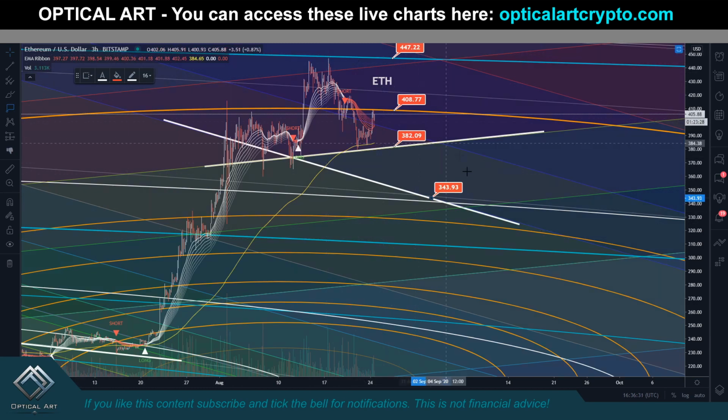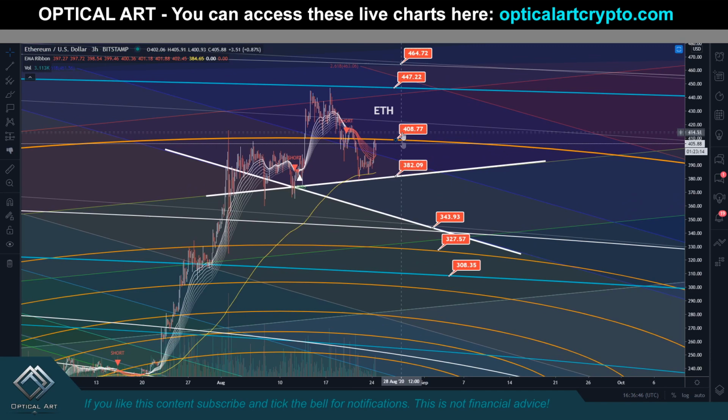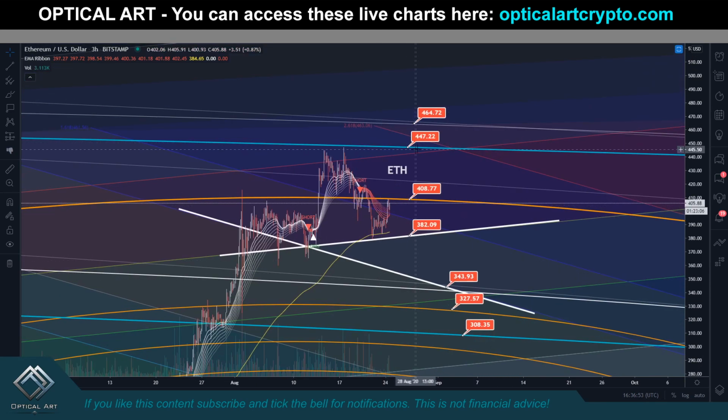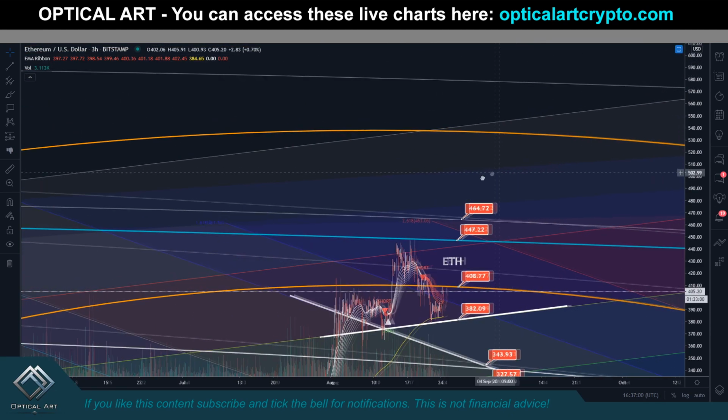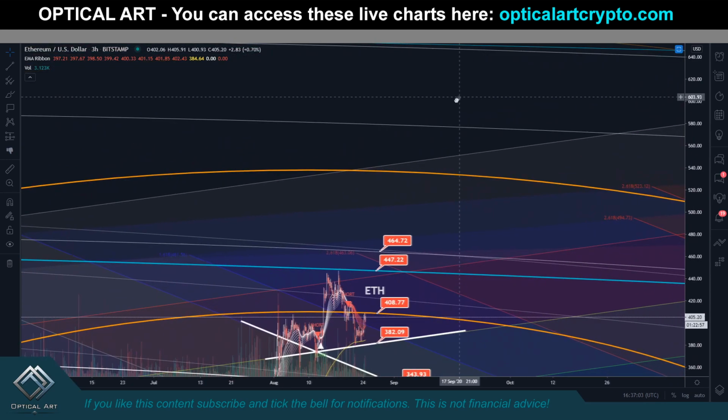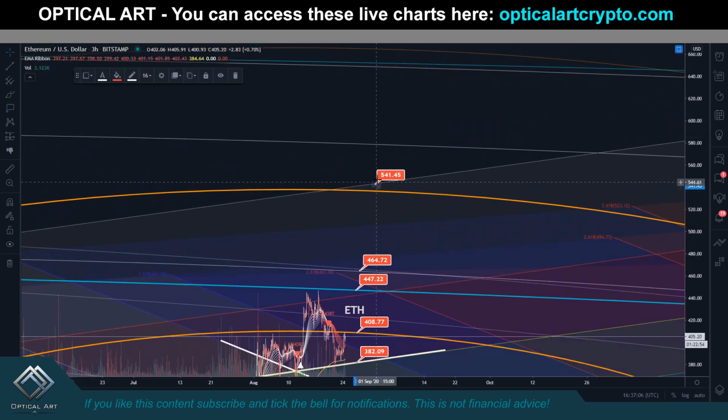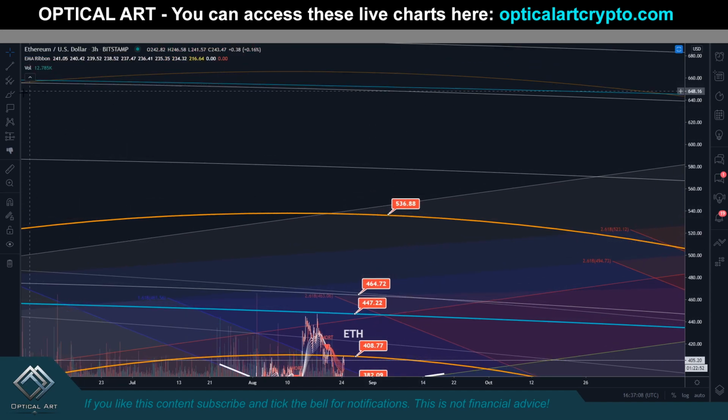Notice we topped out at this blue ring. Again, these are just bounces. If we come down, we get a bounce here, push back up, come back down. But these are your major support levels using rings and fib channels. So if your resistance is $408, your support is $382, next support $343, next support $327, next support $308. If we push up, your next resistance is $447, your next resistance above that is $464. And if we push up much higher, if you're super bullish on Ethereum, if we get a pump in Bitcoin, your next major resistance is 536, and then the blue ring above is up here, 652.